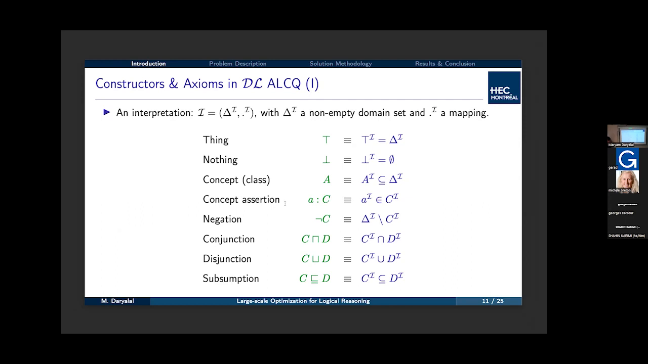Concept assertion. So I can say that this individual A belongs to this concept class. So Maryam is a professor. Maryam is an individual, but the notion of a professor is a concept. That would be an assertion. It supports negation. There are other languages that don't. It supports conjunction, disjunction, and subsumption. So these are the main tools that we're going to work with.